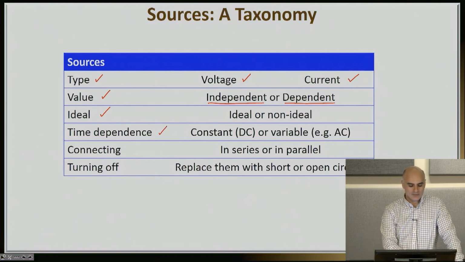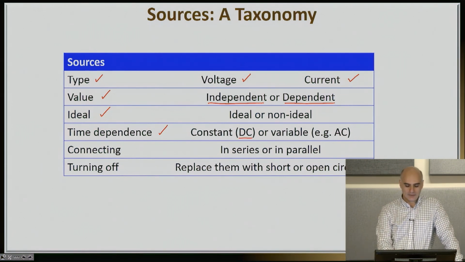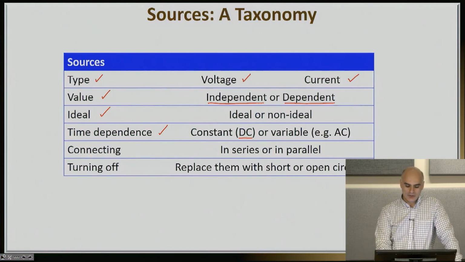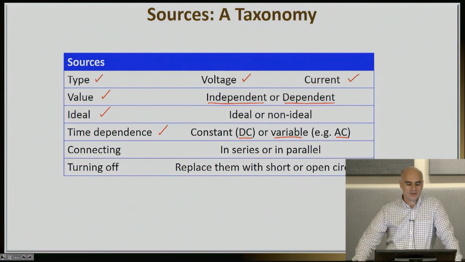Then there is the issue of time dependence. Are we talking about a source that gives us a constant signal? We will call that, for example, a direct current source or a DC source. Are we talking about sources that are variable with time? One particularly important time dependence is a sinusoidal source, or later on in this class, we will be talking about AC, alternating current sources.